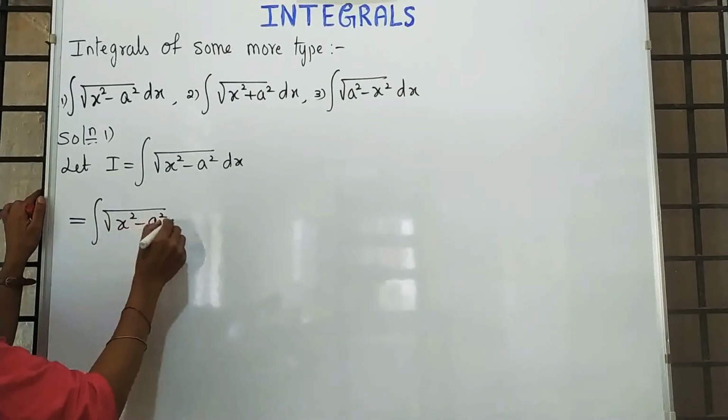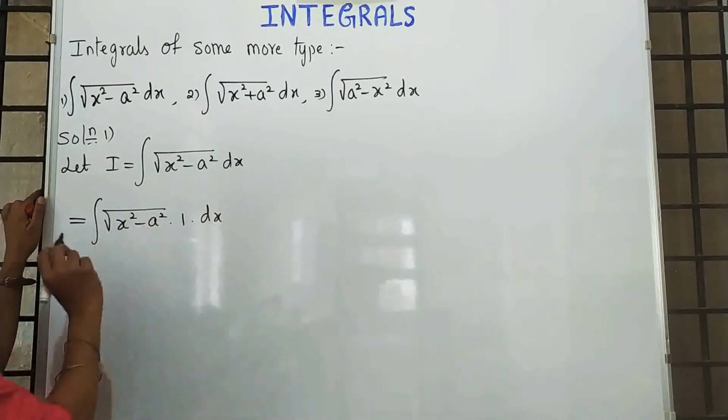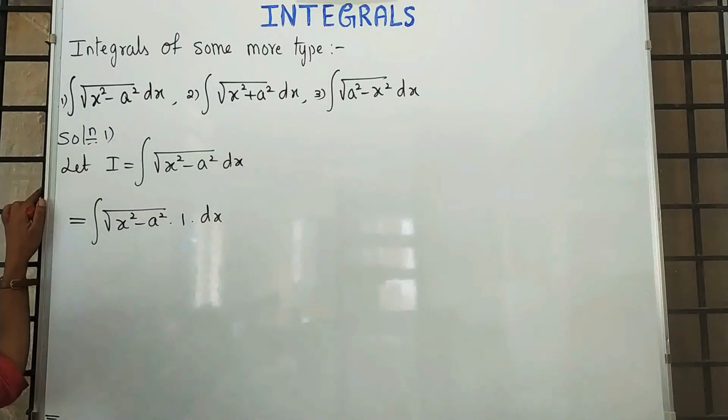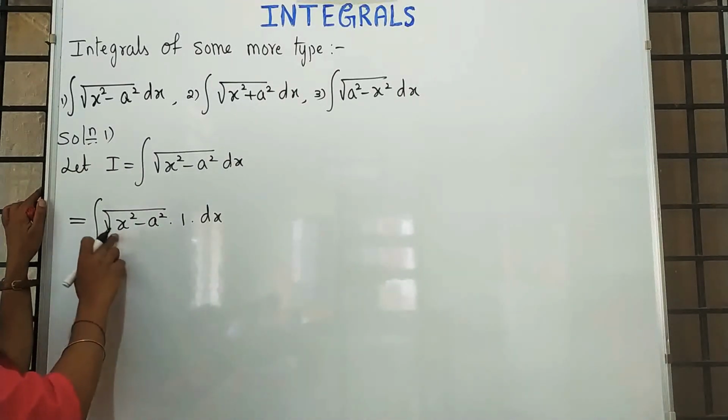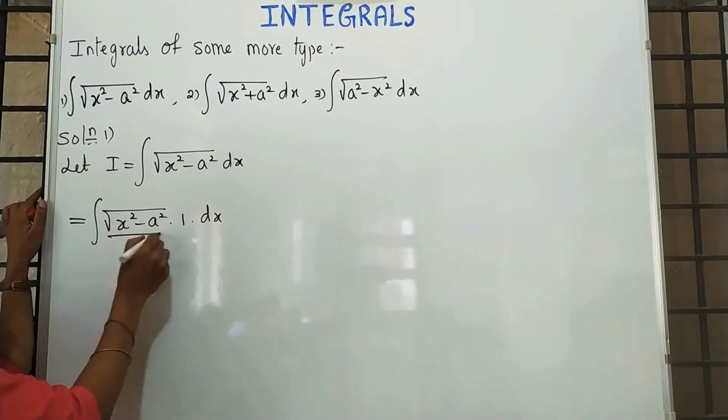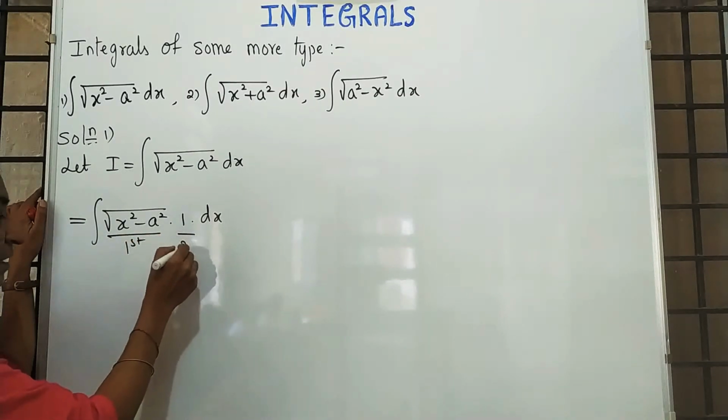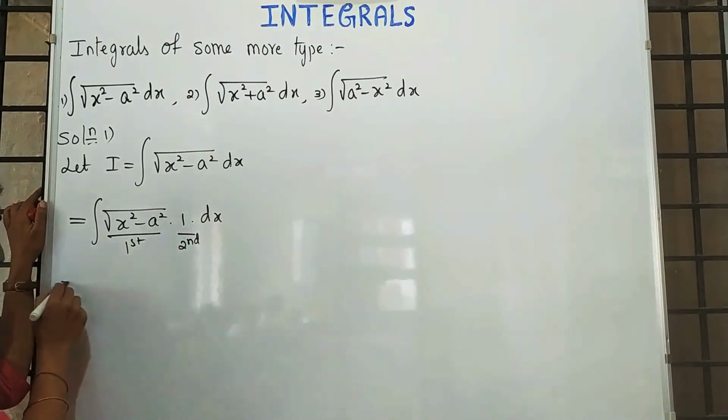root of x square minus a square into 1 into dx. Not the ILATE rule, but here we are applying this because we don't know the integration. That's why this is the first function and this is the second function. So now apply by parts.